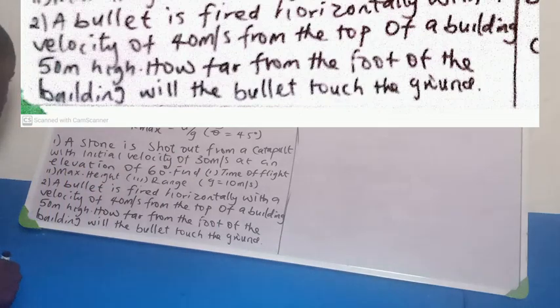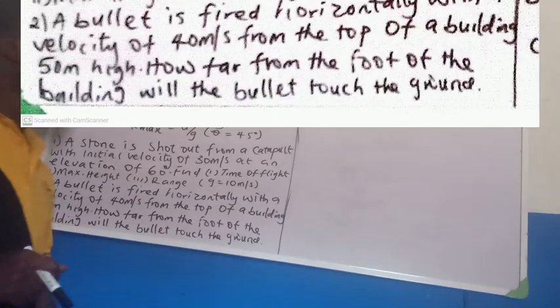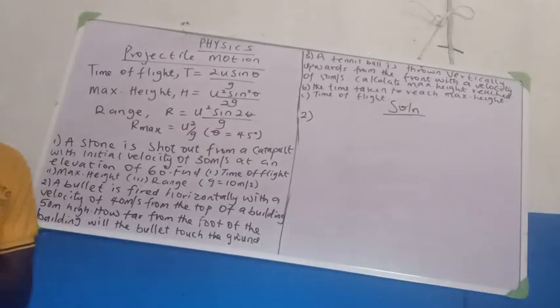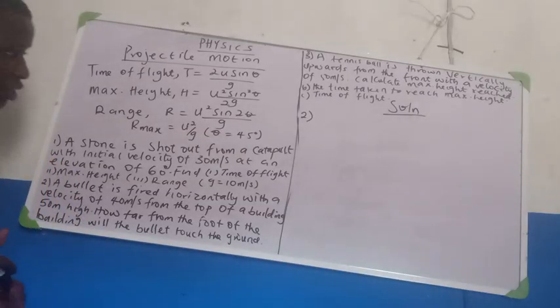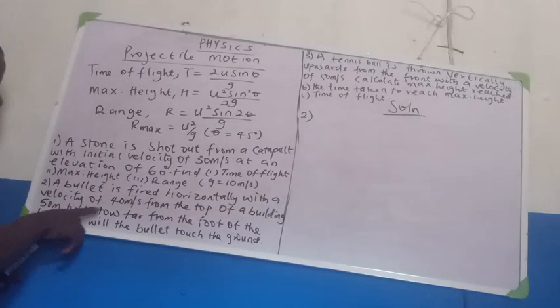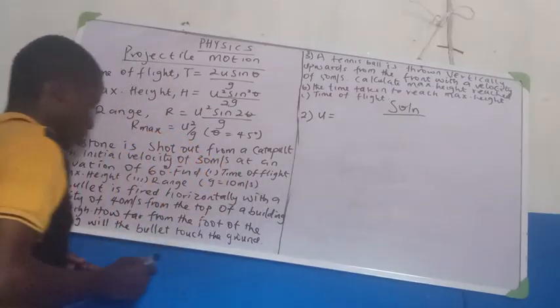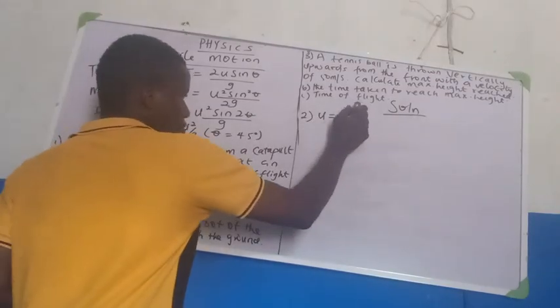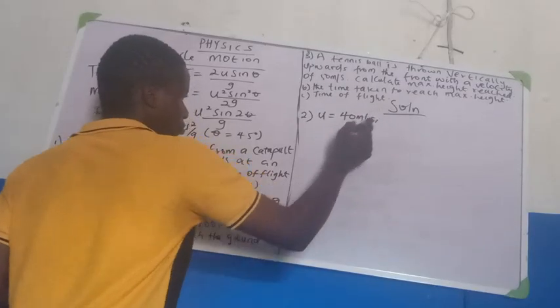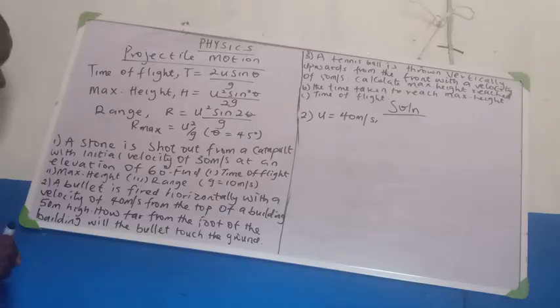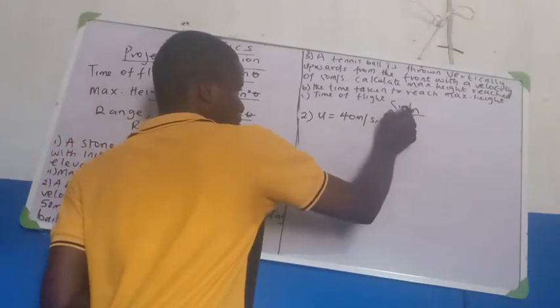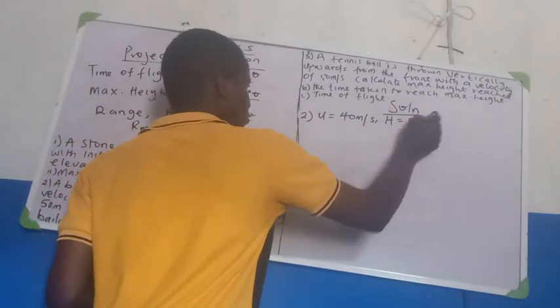A bullet is fired with a velocity of 40 meters per second from the top of a building 50 meters high. How far from the foot of the building will the bullet touch the ground? So now, give me the initial velocity as 40 meters per second, and we are dealing with a height of 50 meters.